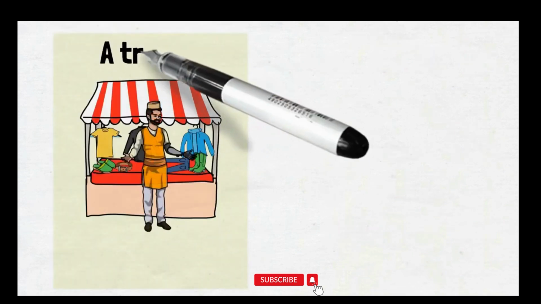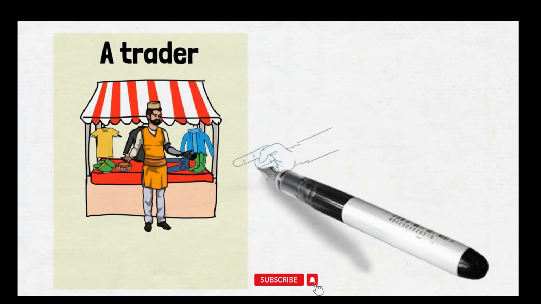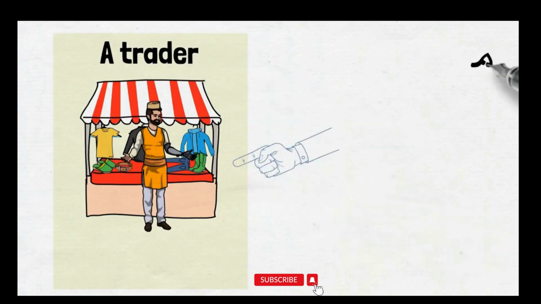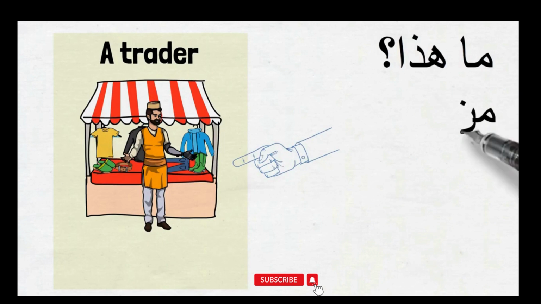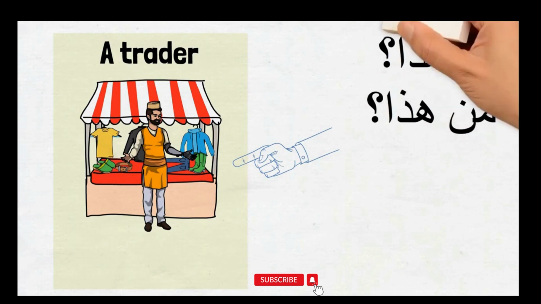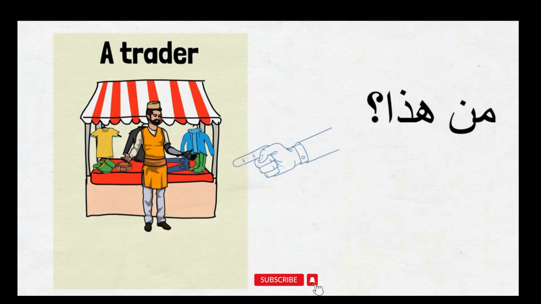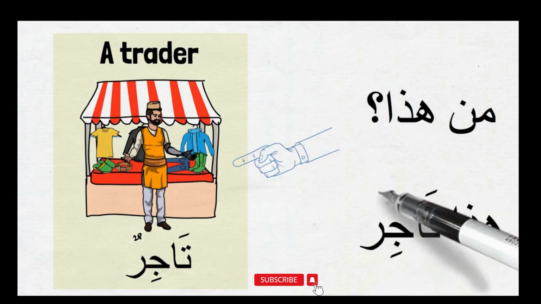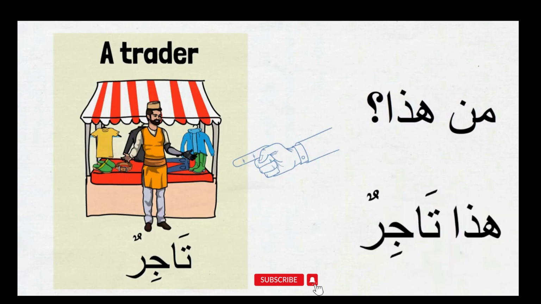Now we are seeing a trader in the picture. How do we ask our question? ما هذا or من هذا? We should say, who is this? So it will be من هذا, right? Now a trader in Arabic is تاجر. So our answer will be هذا تاجر.